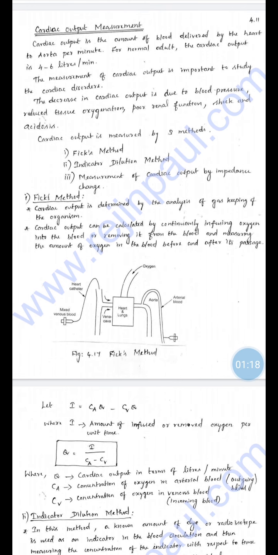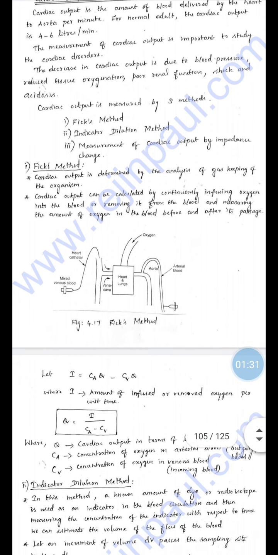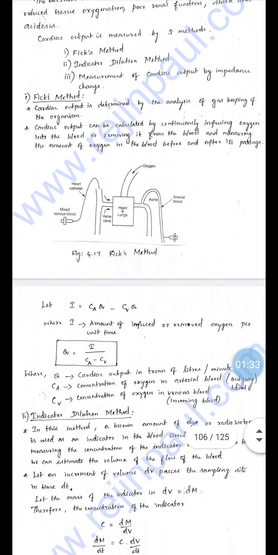Cardiac output is measured by 3 methods. First one is the Fick method, another one is the indicator dilution method, and then measurement of cardiac output by impedance change. These are the 3 methods available to measure cardiac output. So the first one is the Fick method.